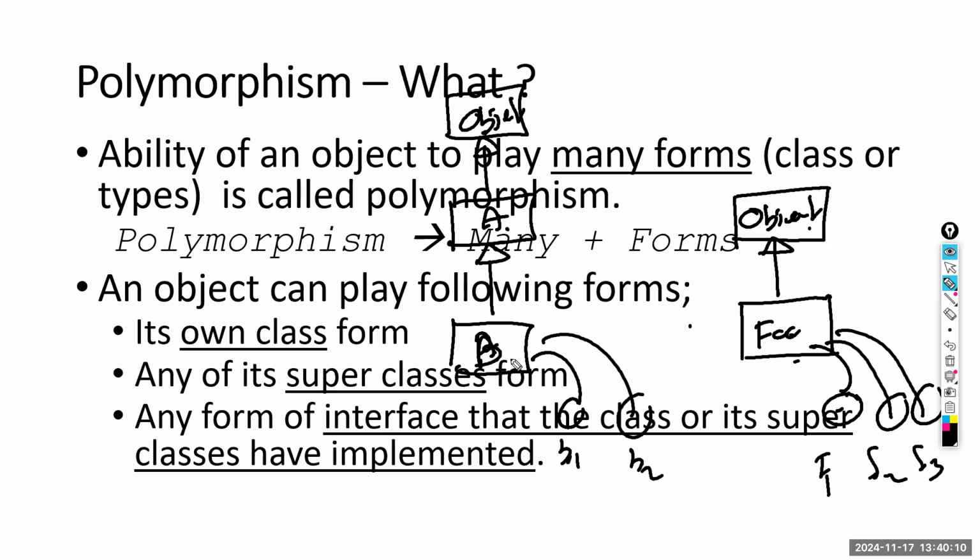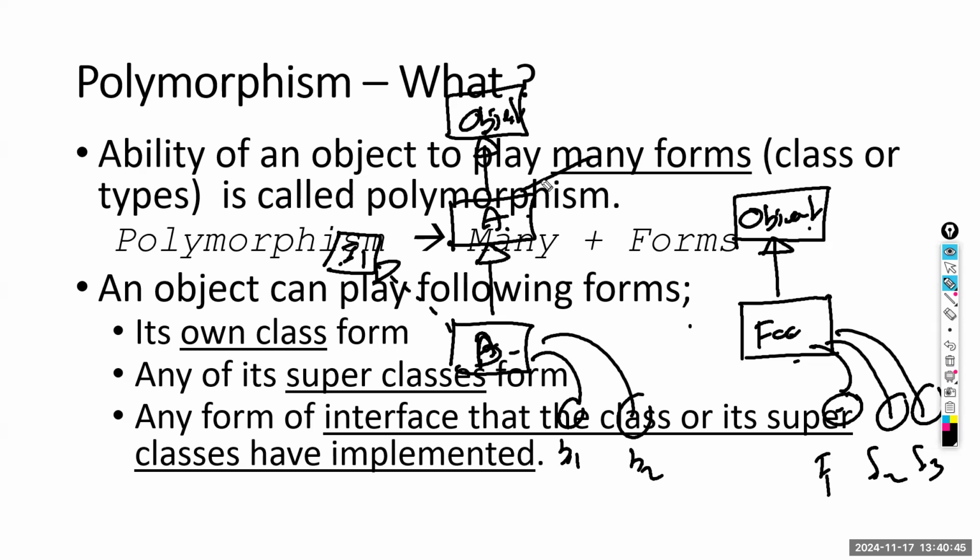And the other thing is, if a class has implemented any interface, or its supertype classes have implemented any interfaces, your object can take any of these interface forms as well. We have not discussed interfaces yet; later, we will discuss it. For example, there's an interface called I1. If my B class has implemented interface I1, then my B objects can take B form, A form, object form, and I1 form.